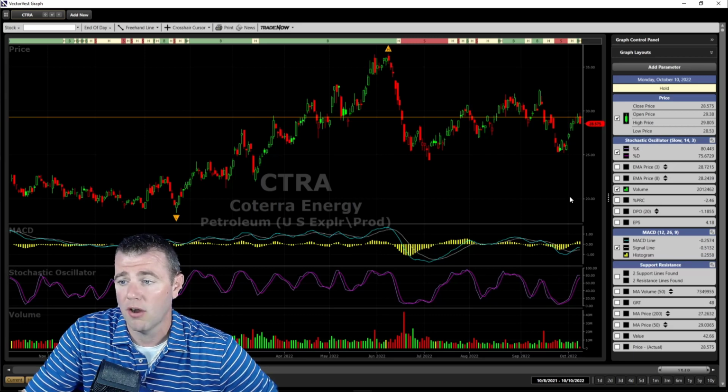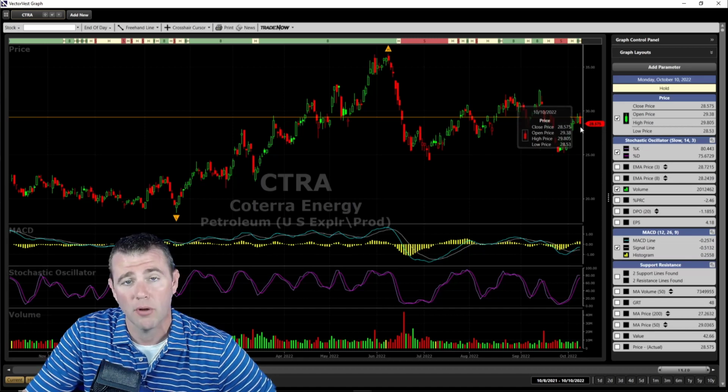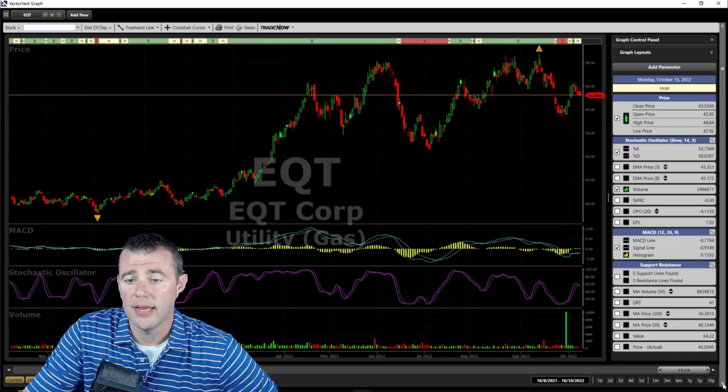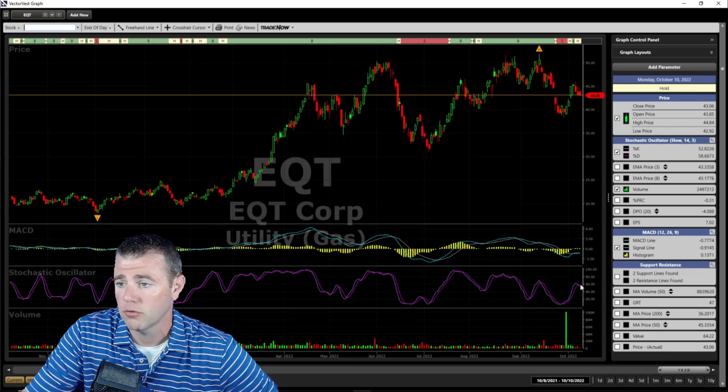So CTRA, we can see the crossover here, stochastic starting to move higher once again. The stock was rallying after that point, but now starting to pull back as of today. No surprise, the market overall is pulling back. Then we move to the next one, EQT, just the same. Stochastics came out of oversold territory just a couple of days ago. MACD also turned positive.